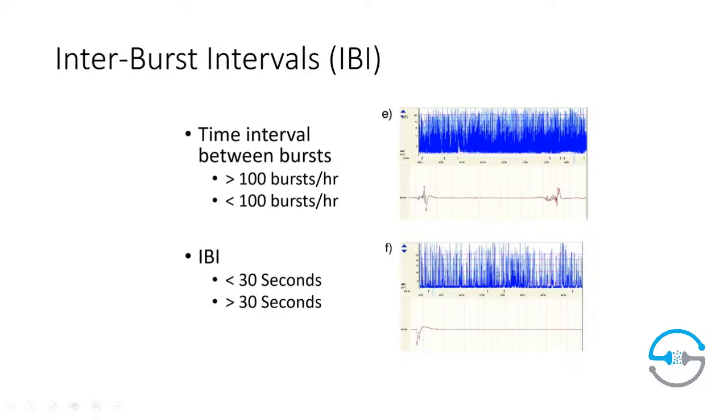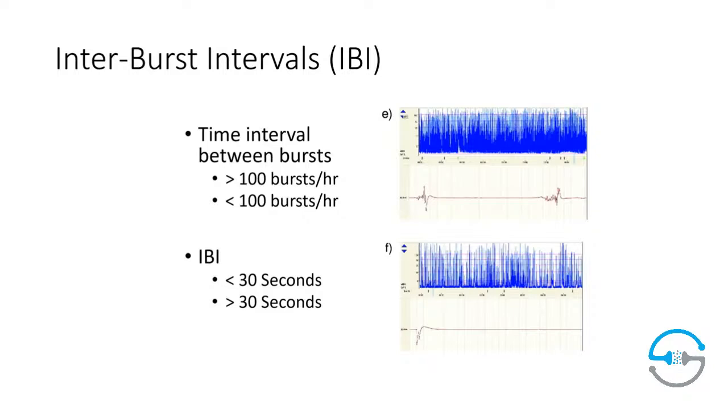Then you have down here, you have those gaps again. So you have gaps between the bursts. The bursts are further and further apart. IBI, interburst interval, greater than 30 seconds or less than 30 seconds. So that can be a way to define it. Or you can look at the number of bursts per hour. And again, using technology, we can count these.